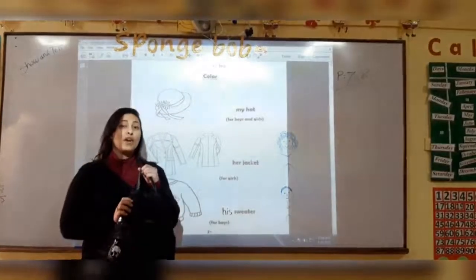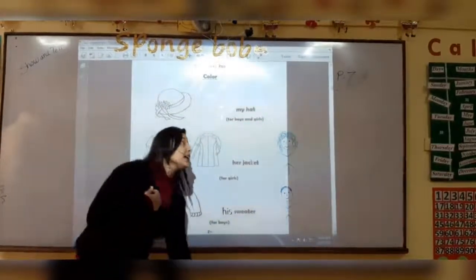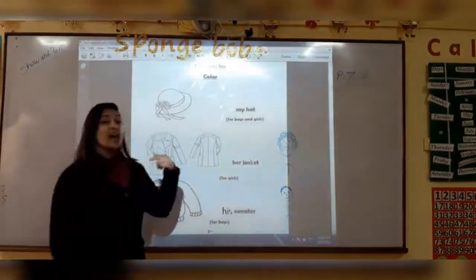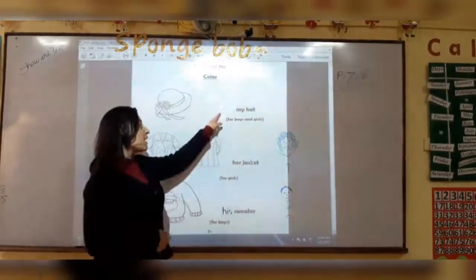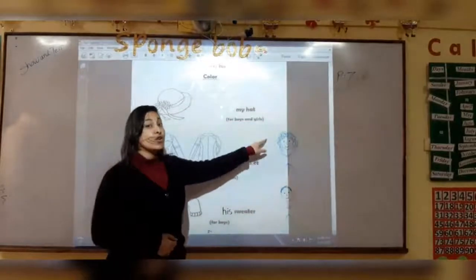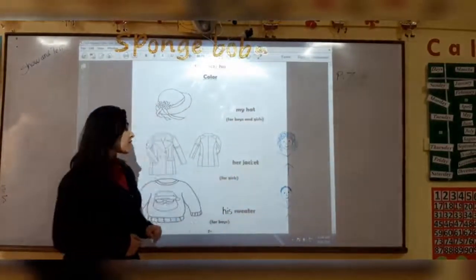Okay, Kg1. This is my bag. Okay? This is my hat. My is for boys and girls.